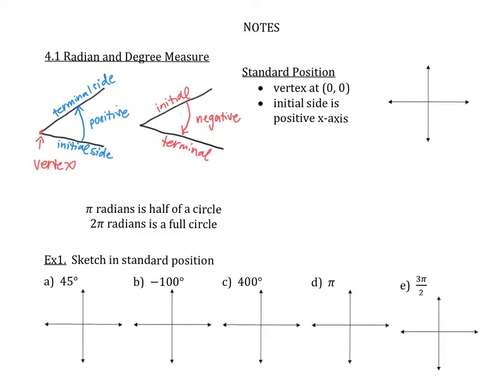Okay, so for an angle to be in standard position, it means the vertex of the angle is at 0, 0. The initial side is the positive x-axis, so the angle would have to start from here. And then it could go in either the positive or the negative direction depending on the angle. So if it was an angle like this, it starts from the initial side at the positive x-axis and it would be going this way. This would be a positive angle.